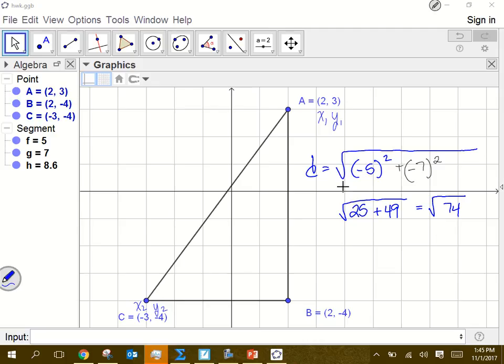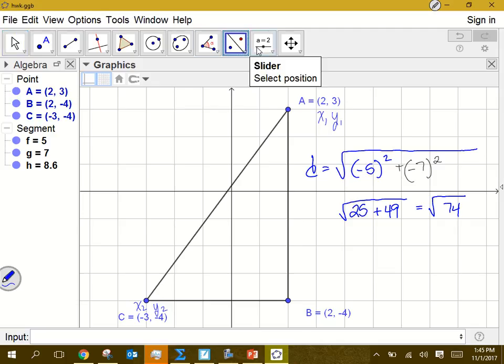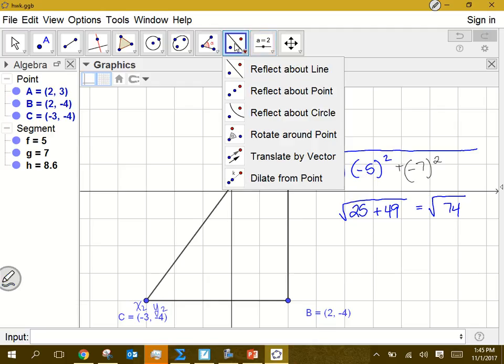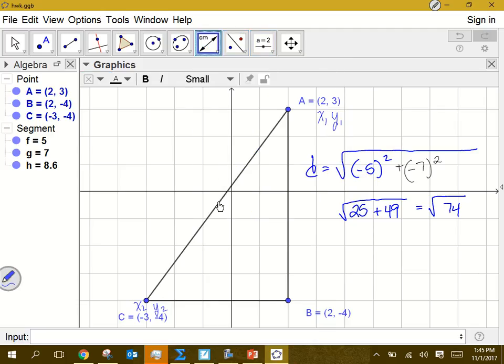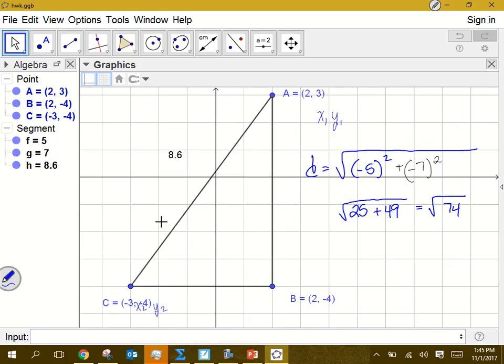Now, I think they ask you, maybe you can put it in decimal form or whatever. So you type that in your calculator. If we type in radical 74 into our calculator, it is going to spit back that decimal, 8.6. And I think they were okay with you putting 8.6 in.